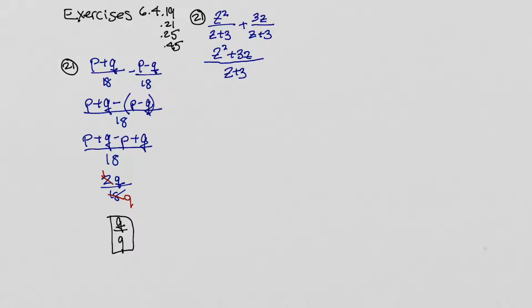And now, as we do with all rational expressions, we ask, can we reduce this? And we reduce by factoring and canceling. So we can take a z out of here. This will leave us with a z plus 3. What do you know? And a z plus 3 in the denominator. And these z plus 3's will cancel, leaving us with just a z.